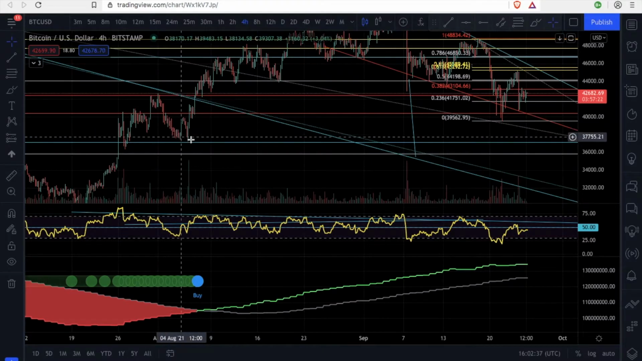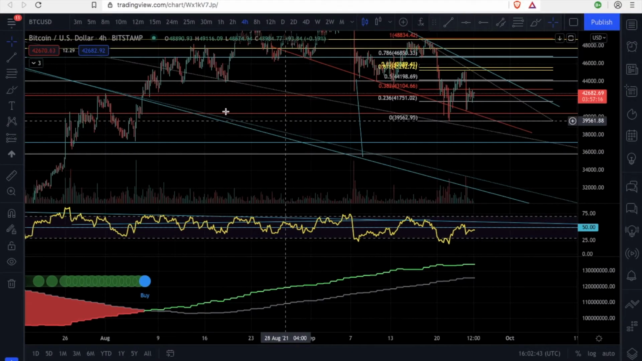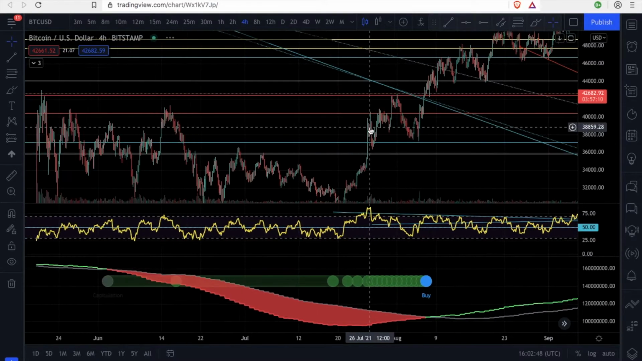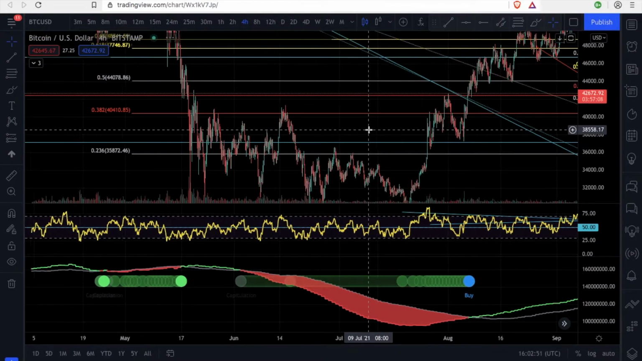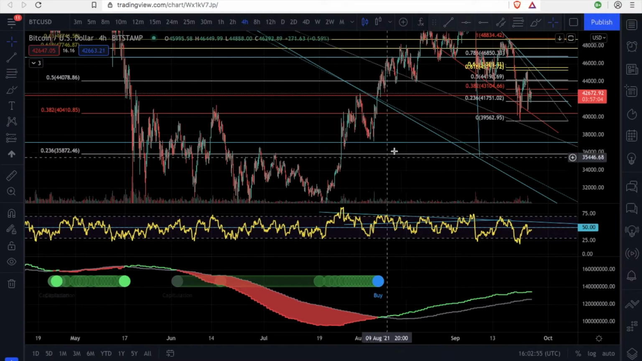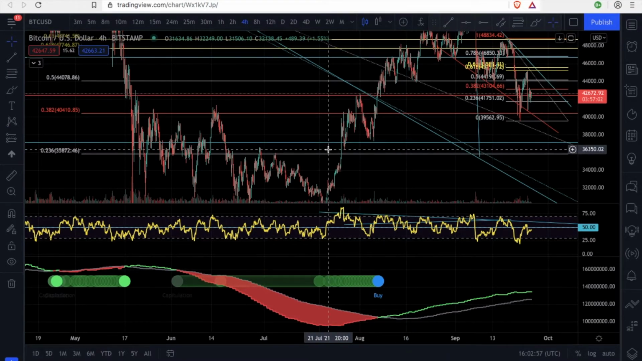the $37,500 level. So the Bitcoin price will not go lower than this $37,400 level, most likely, because like I said, when the buy signal on the hash ribbons indicator flashes, the Bitcoin price almost every time doesn't go below that buy signal.